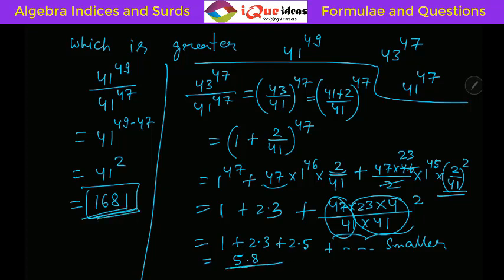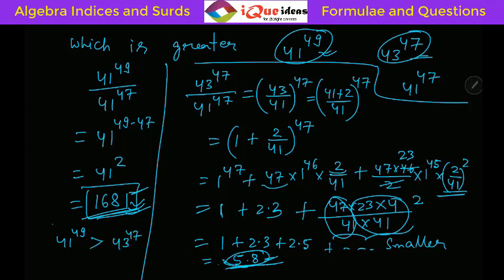Here it is 1681. So very clearly the number which gave us 1681 is higher than this number. Now this 5.8 came from 43 raised to 47, and this 1681 came from 41 raised to 49. So in this case, 41 raised to 49 is much greater than 43 raised to 47. So this was a simple way of doing such questions. All right, now let's go to the next type of questions.